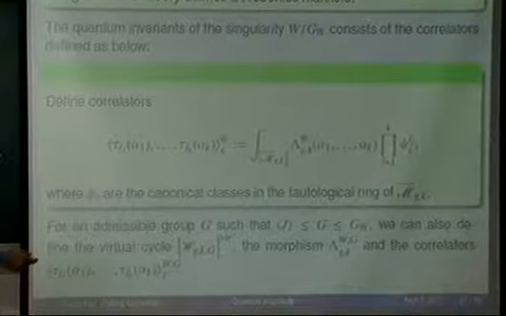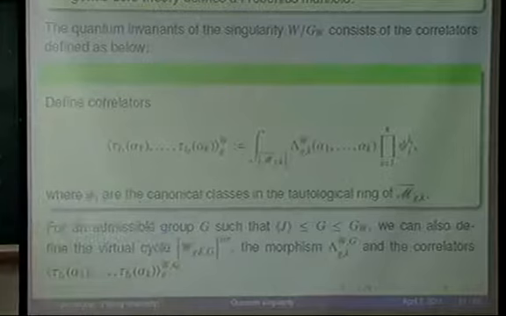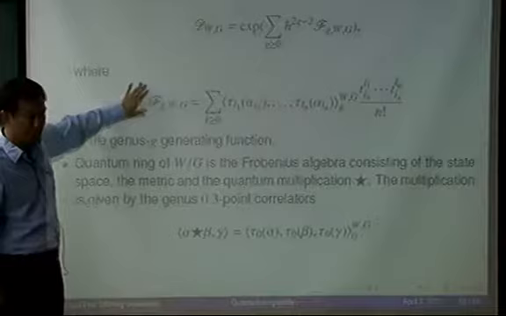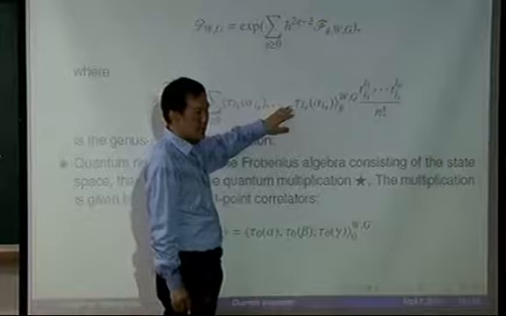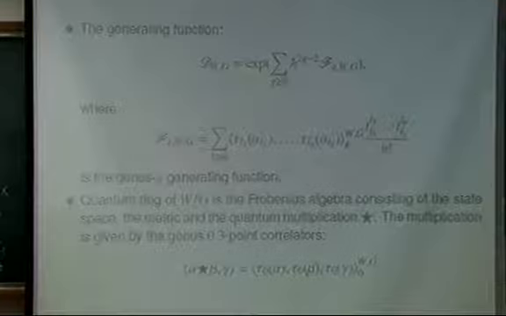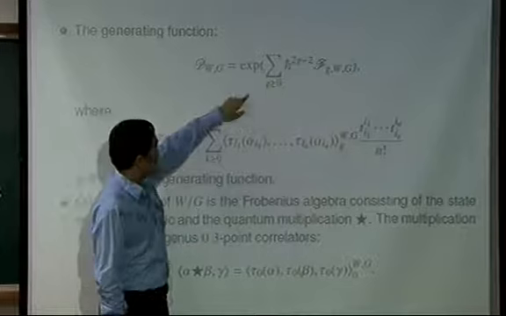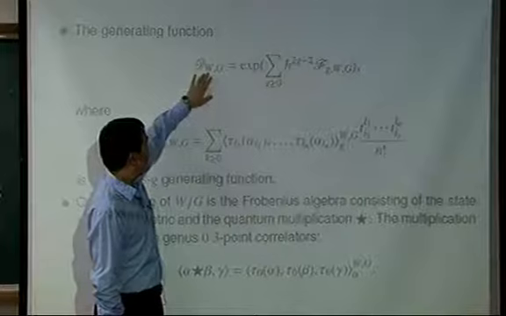This remark says the virtual cycle depends on the choice of the admissible group G. And then we have the generating function. We can define the potential function here. So here is the n-point genus g correlator function, and we match them with some formal variables. So we have infinitely many formal variables, so this function is a function of infinitely many variables t. And then we can sum over the genus, and we get a tau function. Tau function here, we write in this way because it depends on the singularity and also depends on the choice of admissible group.